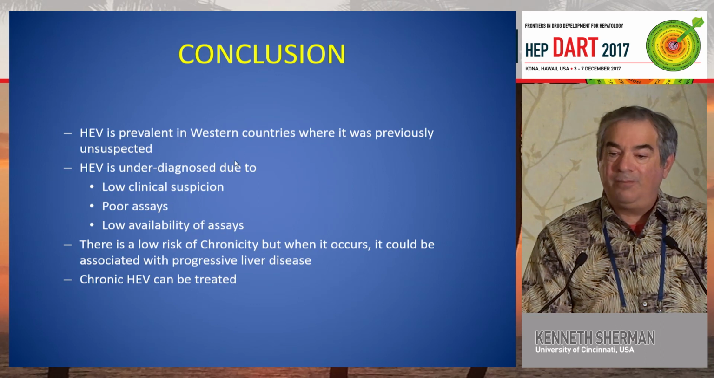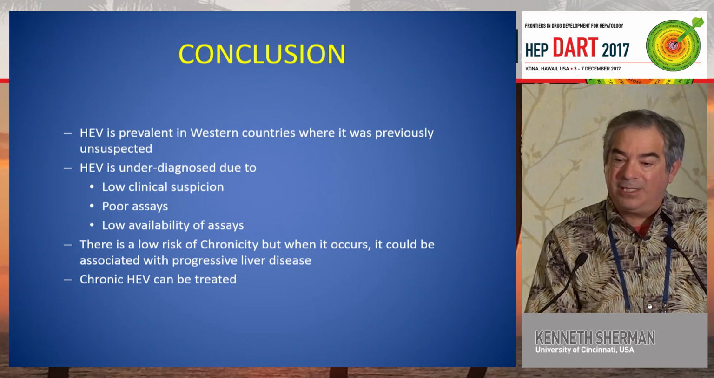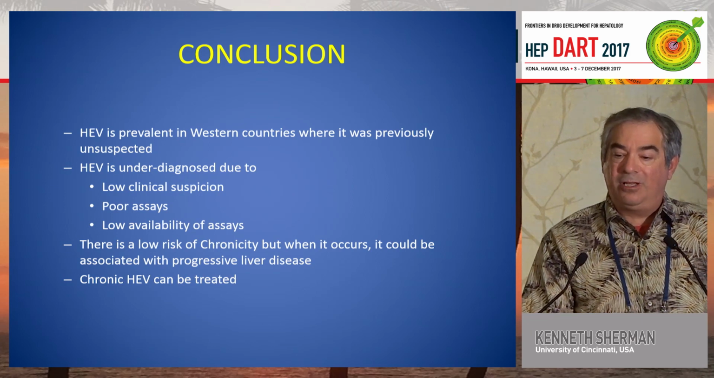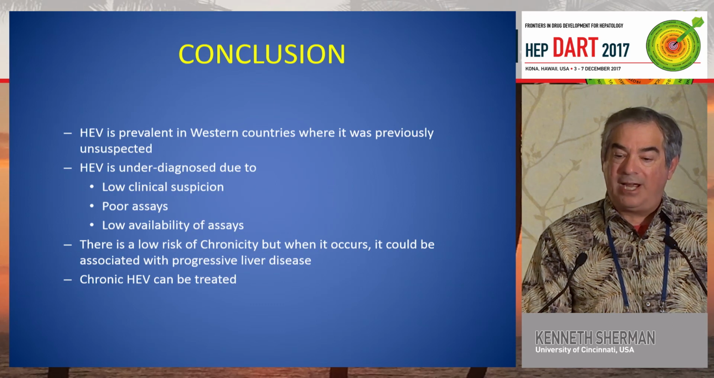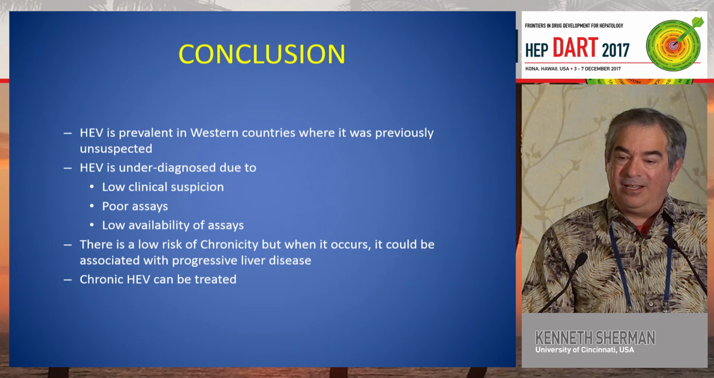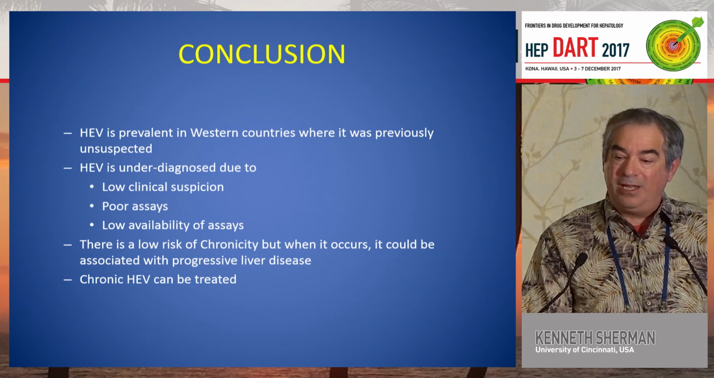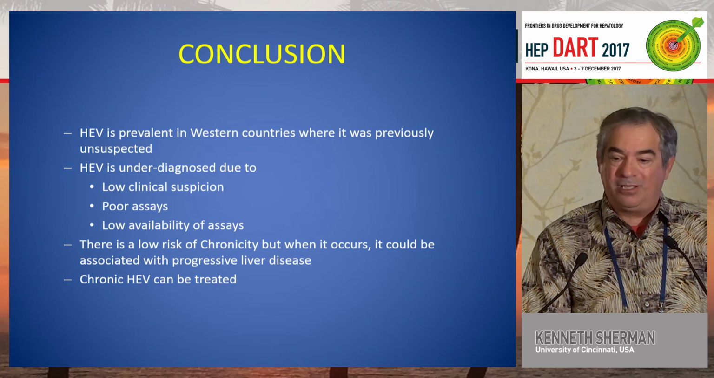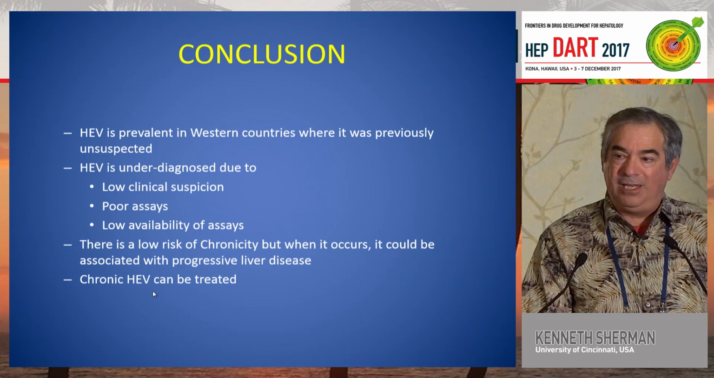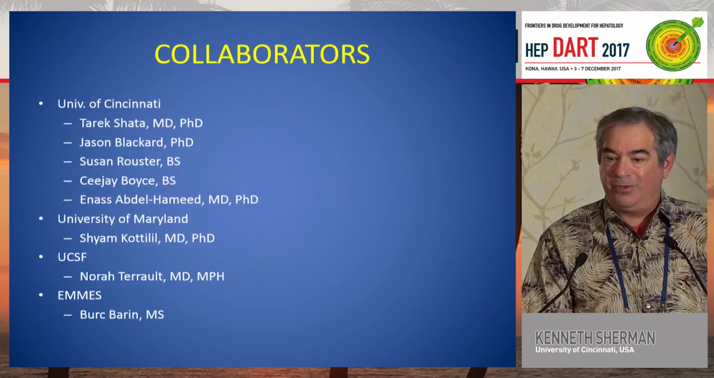In conclusion, HEV is prevalent in Western countries where it was previously unsuspected. It's underdiagnosed due to low clinical suspicion, poor assays, low availability of those assays. There is a low risk of chronicity overall, but when it occurs, it could be associated with progressive liver disease. And keep in mind that chronic HEV, if you can identify it, is largely a treatable disease.